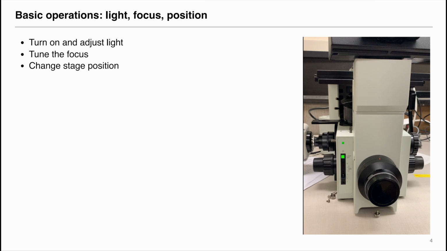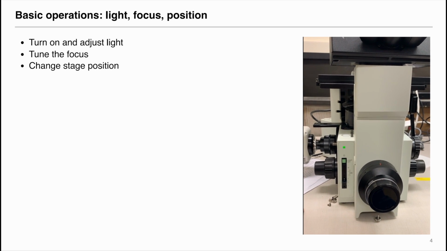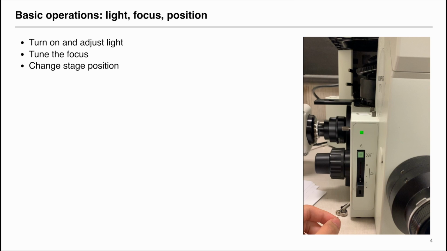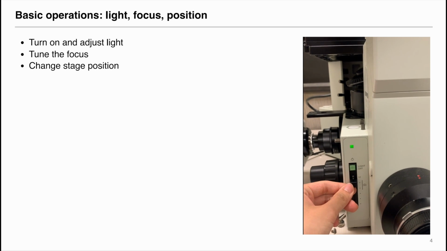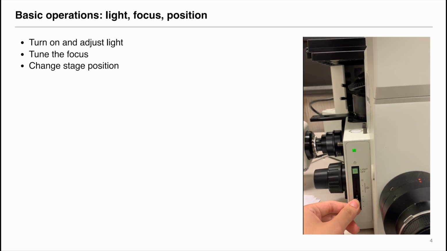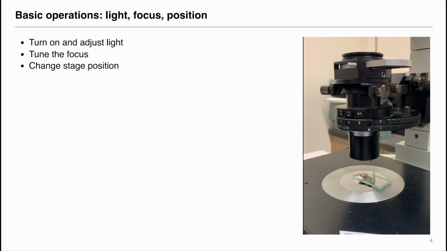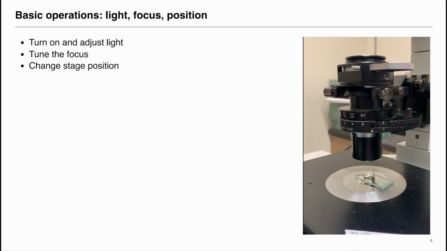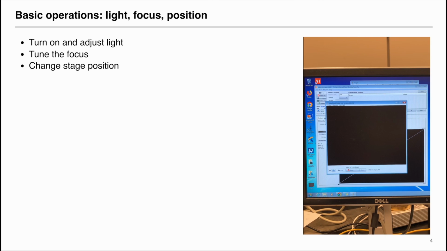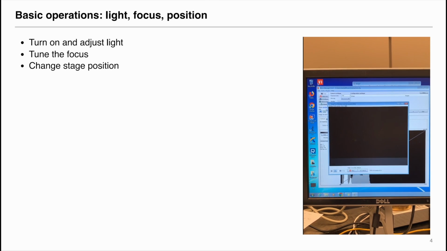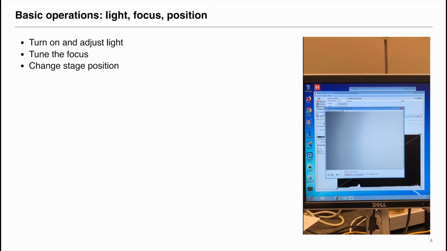The green light indicates that the light is currently off. To turn on the light, press the button so the green light is turned off. To adjust the amount of light that goes into the sample, you can use the slider. To increase the amount of light that goes in, slide up. To decrease the amount of light, slide down. You can verify this by looking at the sample stage to see whether or not the light has been turned on and increased and decreased. You can also see it on the computer to see how the light shifts, to increase the light and decrease the light.